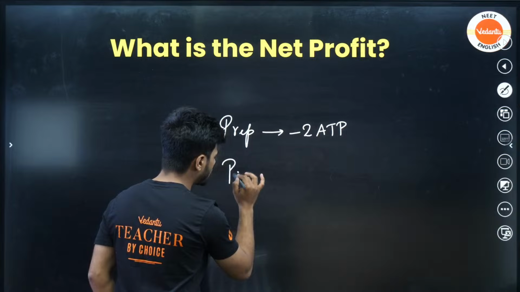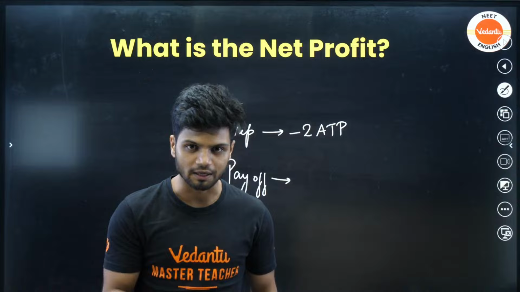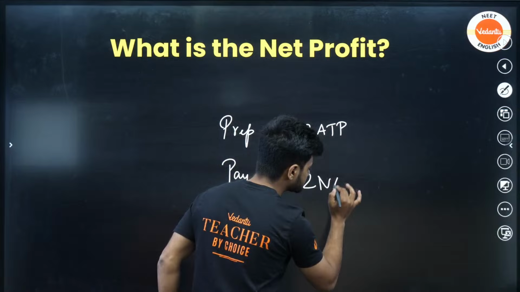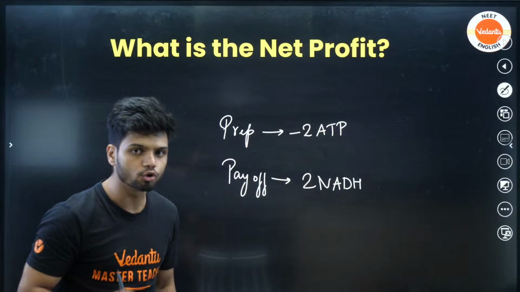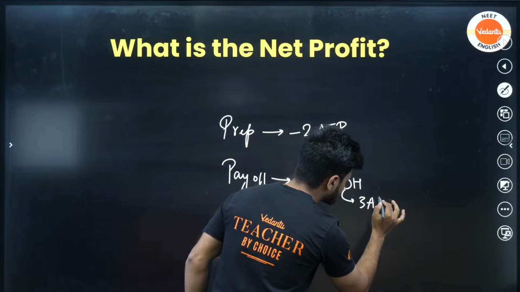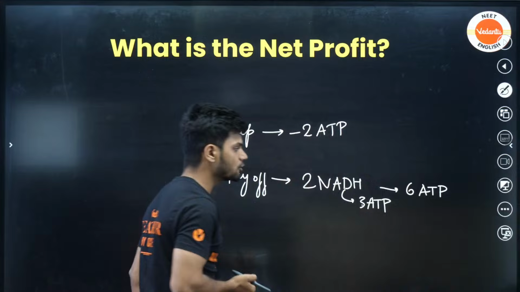Sir, what about your payoff stage? In your payoff stage, 1 NADH was produced, but actually was it 1 or 2? If you remember, in your payoff stage everything is double. So can I write 2 NADH? Yes, sir. And 1 NADH produces how many ATP? 1 NADH produces 3 ATP. 3 into 2, that is 6 ATP produced.